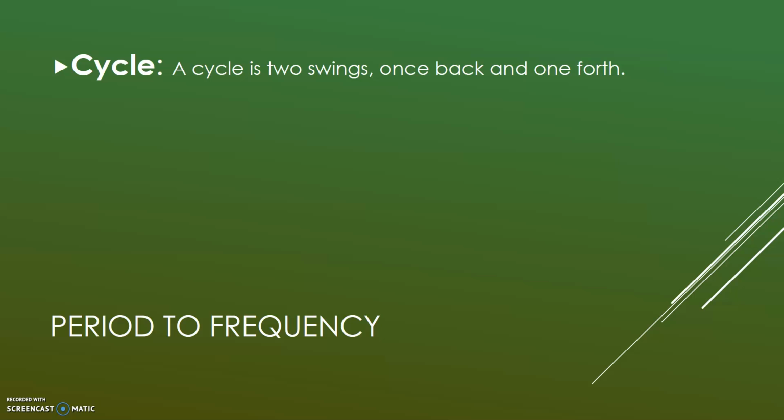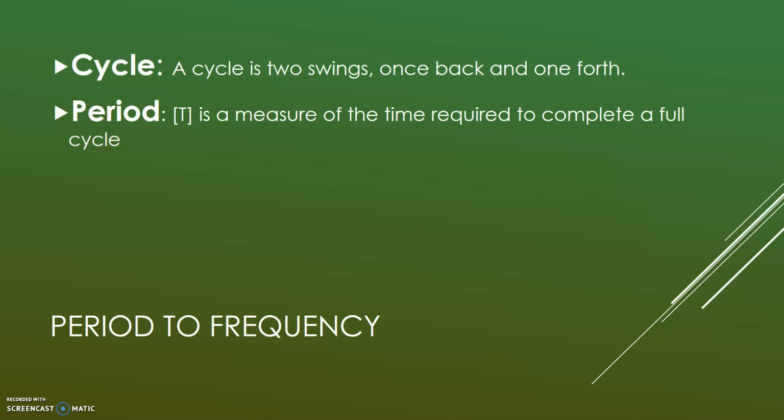All right, so now we're moving into some new vocab words. Cycle. What is a cycle? Well, a cycle is when you have that back and forth motion. It's that tick-tock of a swing. A period, again measured in seconds, it is time, symbolized by the letter T, is a measurement of the time it takes to do a full cycle. So it's how much time does it take to do the tick-tock.